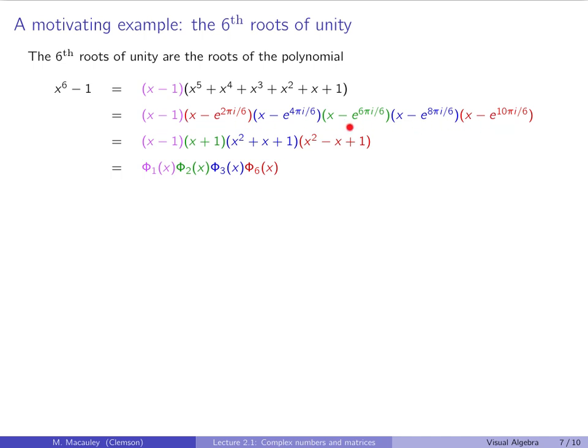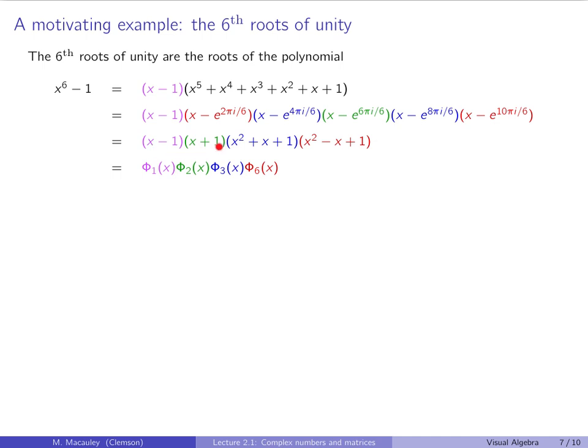Here's a polynomial with linear factors where literally the 6 roots of unity are the roots. Now I'm coloring them in a certain way that I'll explain soon. I claim, and it should not be obvious, that the red terms multiply together to get x squared minus x plus 1. These blue terms, if you multiply them out, you get x squared plus x plus 1. And this green term, this is just negative 1. So this is x plus 1.